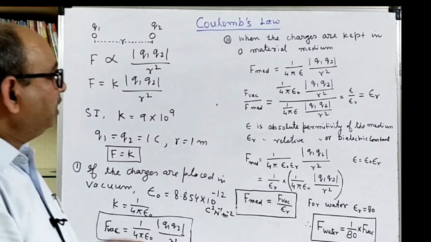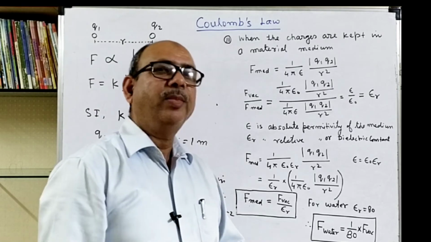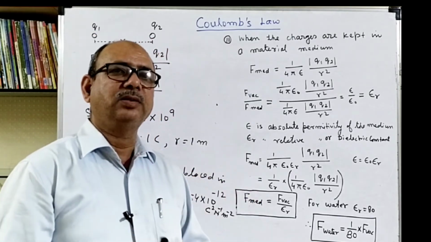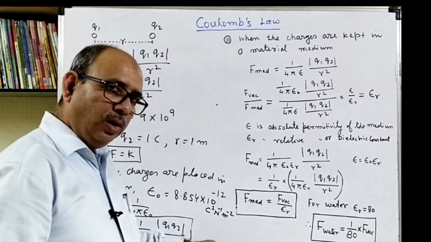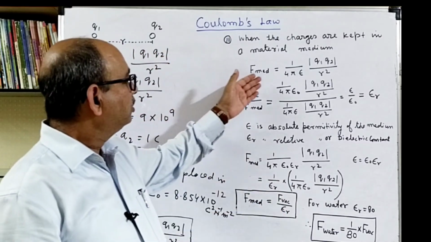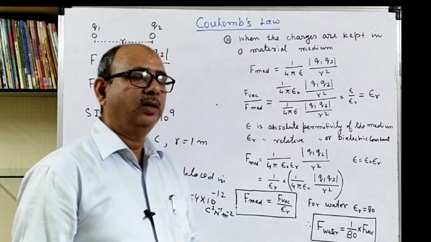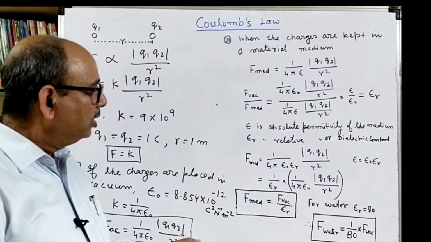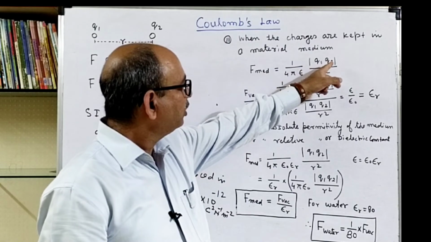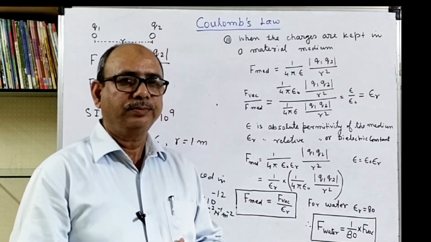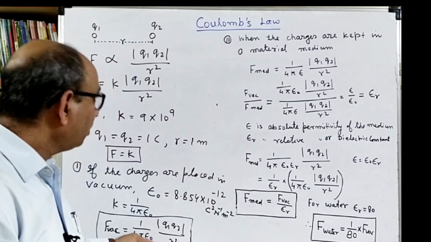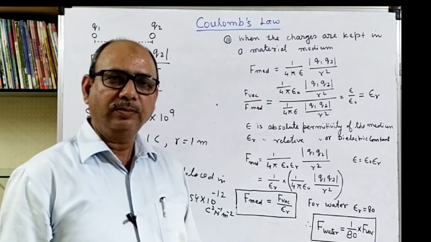Now, when these two charges are placed in a medium, what will be the impact? Let's analyze it. Then the force acting between the two charges placed in a medium is 1 upon 4 pi epsilon, where epsilon is the absolute permittivity of the medium, multiplied by Q1 Q2 upon r square. That means here epsilon naught is replaced by epsilon.